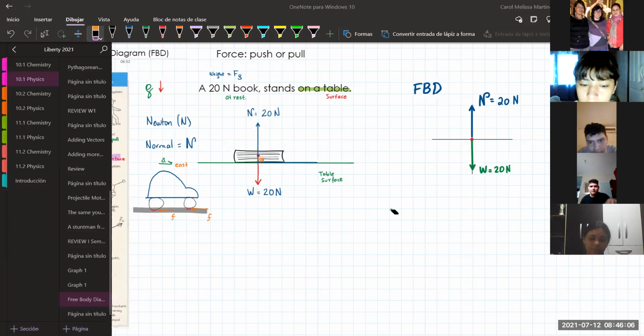Okay? So the normal, it's like it's going up, and because it's going up, it's going to be positive. It's implicit in the sketch. You don't see the negative or the positive here, but just by taking a look at the direction, you will know that the normal is positive because it's going up, and the weight is going to be negative because it's going down. Even if it's not in the sketch, that's the analysis that you must do. Okay? Okay, thanks.